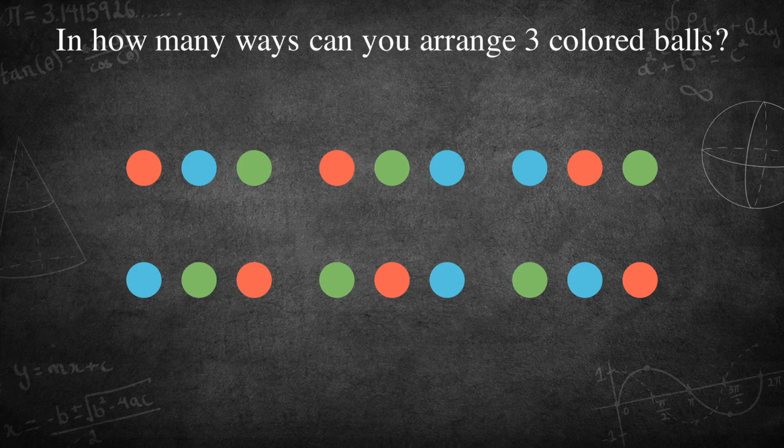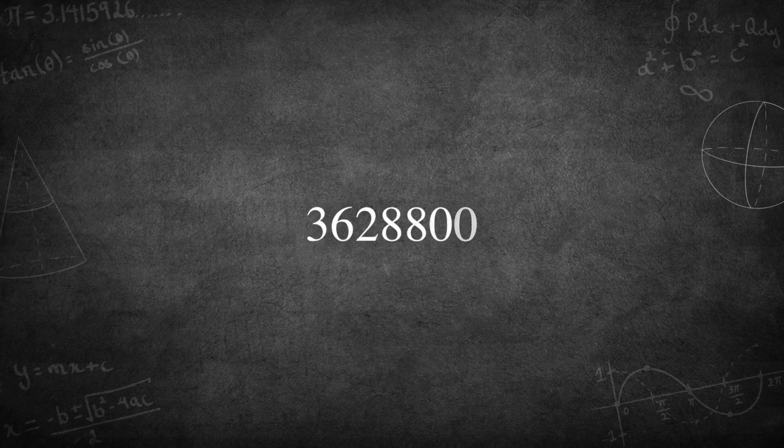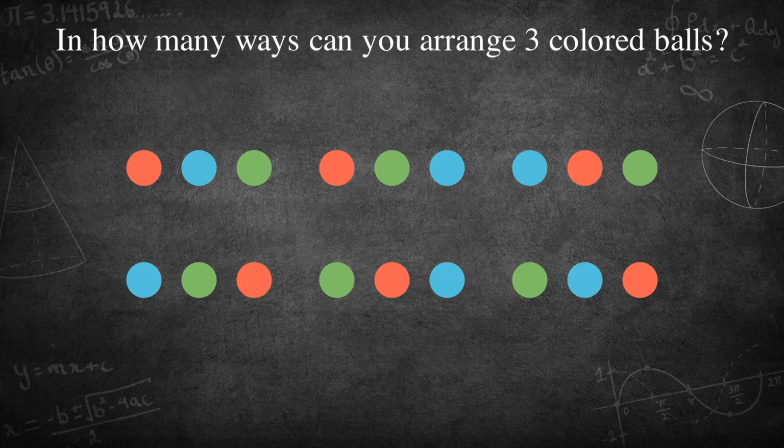For 10 balls, there would be 3,628,800 arrangements. This is where factorials come in handy. To calculate the number of ways to arrange 3 objects, we use 3 factorial equals 3 times 2 times 1 equals 6 different ways. Fast and simple, right? Now that we understand what a factorial is and where it's used, let's tackle the main question.